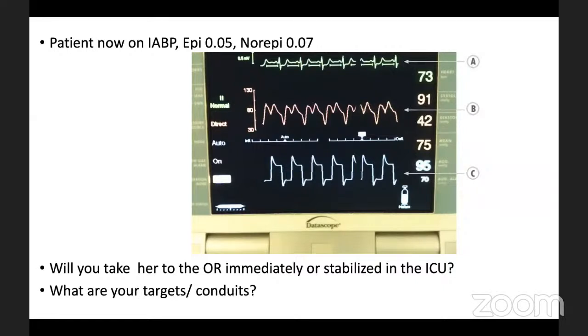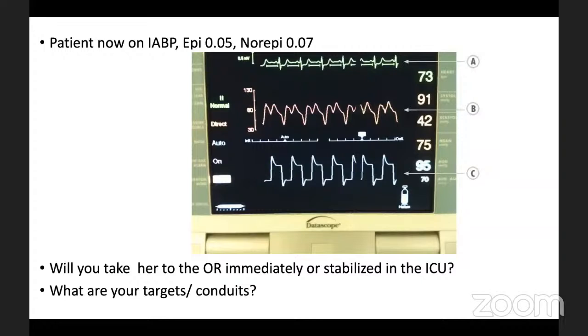Okay, you took her to the OR. Now, how would you conduct the surgery? What's your target and conduit you're going to use? Okay. So the targets for that are LIMA to LAD, SVG to the OM. The right system, I think, is not involved, not that significant stenosis. So SVG to the OM. Okay, 2 grafts. LIMA to LAD, SVG to OM.